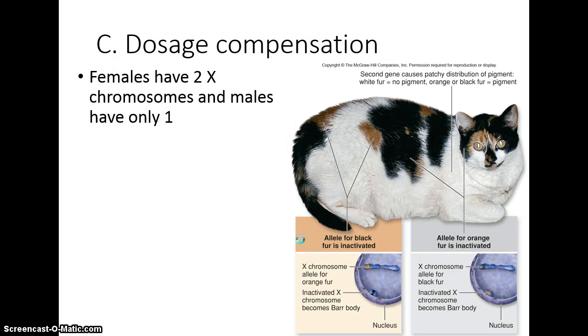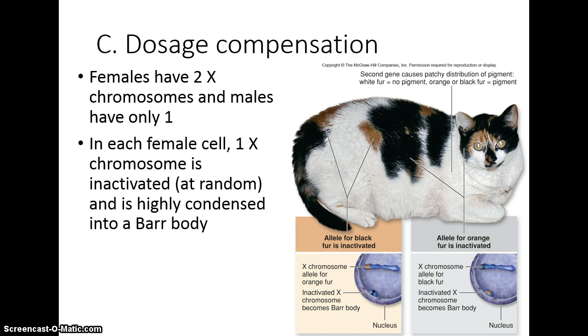What's kind of interesting about the X chromosome is that in females and males, they're only using one. Males only have one X, so they only have one to use, but females have two X's, and what they do is they have one of those X chromosomes basically turned off or inactivated, and it highly condenses and becomes what's called the bar body.